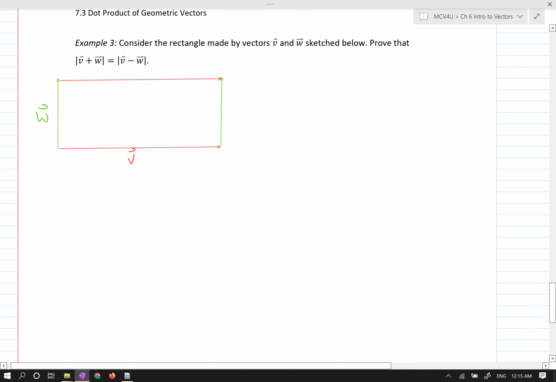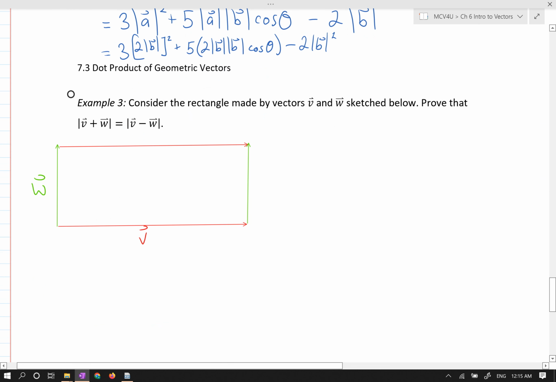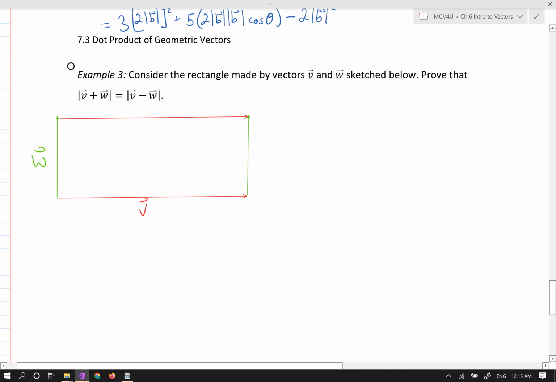Lastly, you know what, folks, because I think it'll be helpful for you and because this one will be considerably less painful, we're going to work in here and we'll take advantage of some of the properties we've already covered to show that these two magnitudes are equivalent: the magnitude of v plus w and the magnitude of v minus w. So let's work in here.